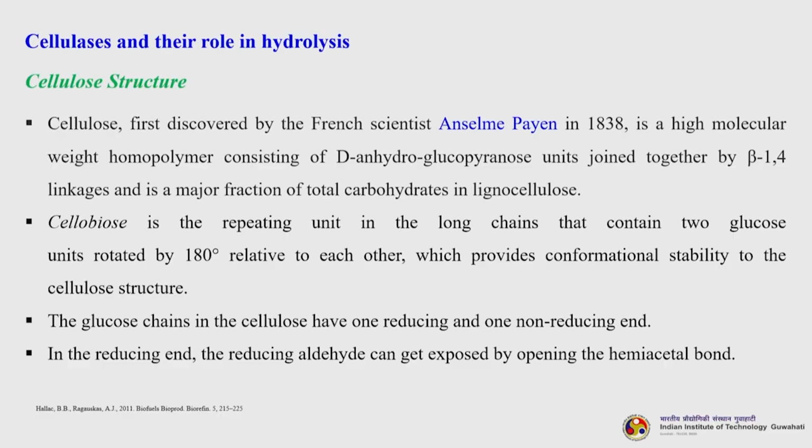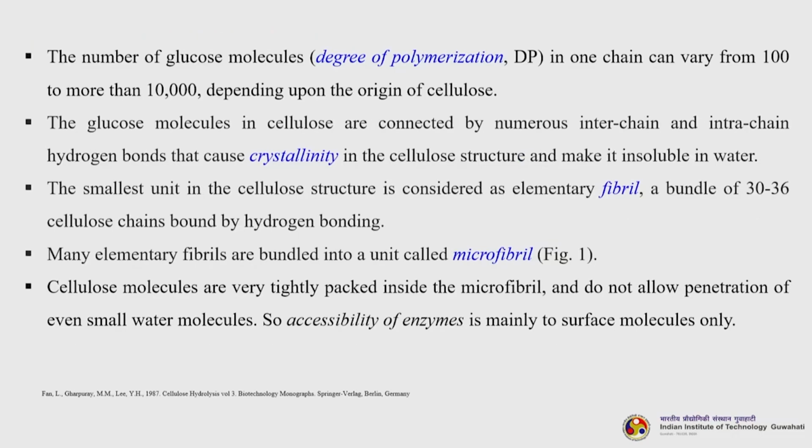The glucose chains in the cellulose have one reducing and one non-reducing end. The reducing aldehyde can get exposed by opening the hemiacetal bond. The number of glucose molecules, which we call the degree of polymerization, in one chain can vary from 100 to more than 10,000 depending upon the origin of the cellulose. The glucose molecules in the cellulose are connected by numerous interchain and intrachain hydrogen bonds that cause the crystallinity in the cellulose structure and make it insoluble in water.